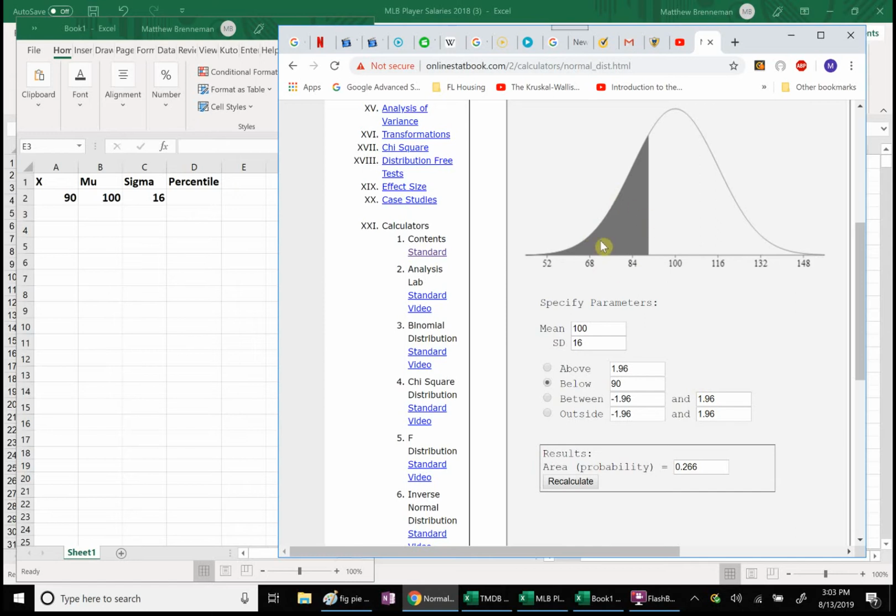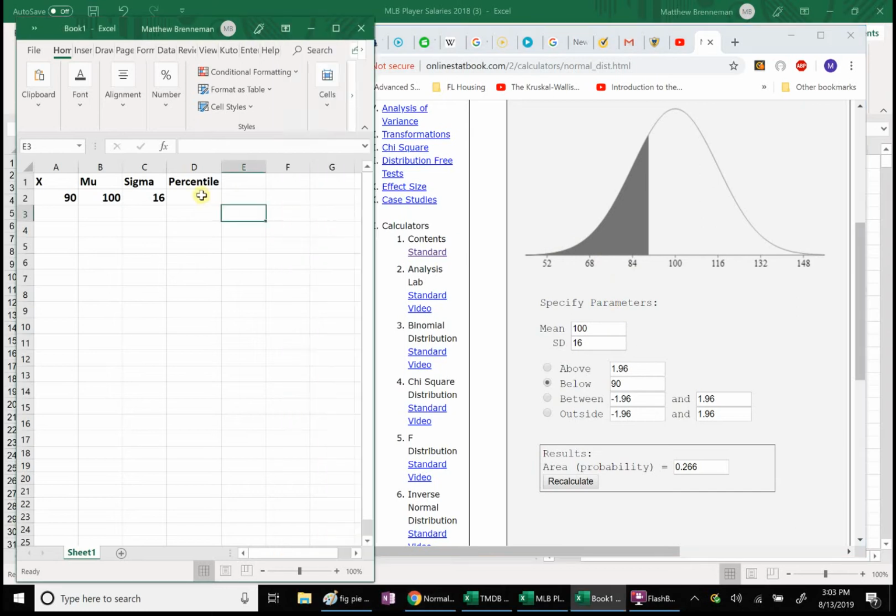Okay, and this is the area here, 26.6%. The whole area under the curve is 100%. So we see that percentile is the area in the left-hand tail, and that's 26.6%.